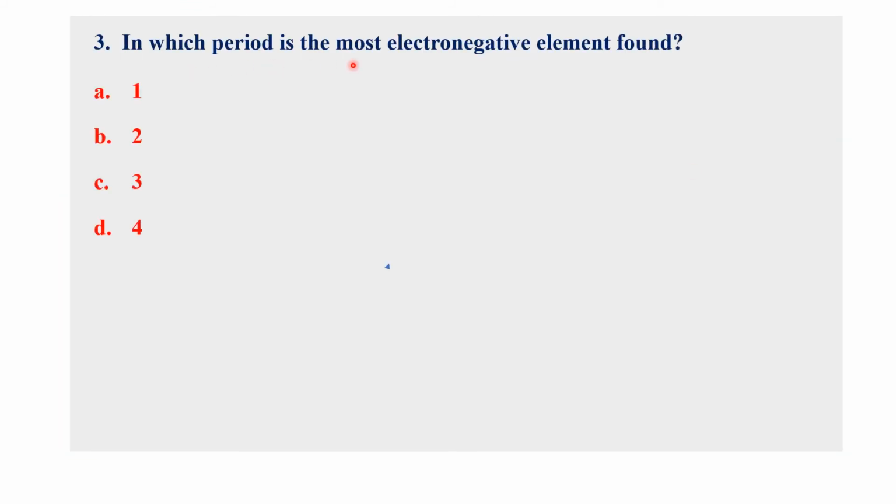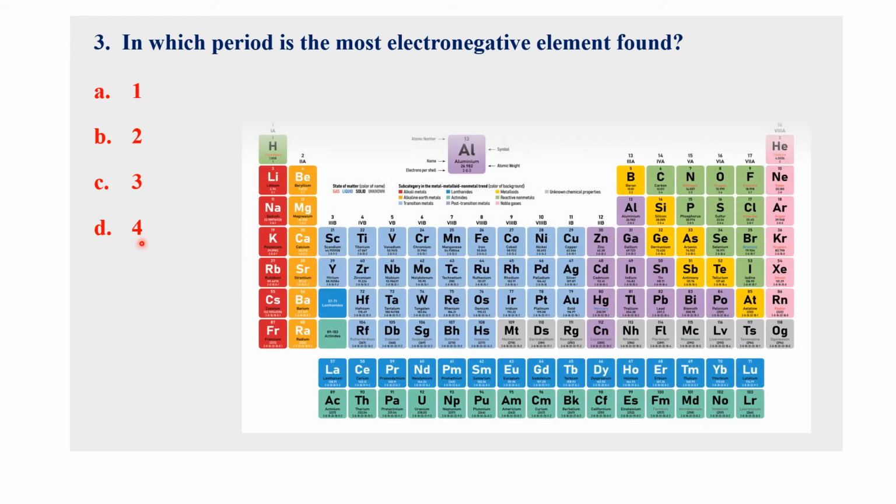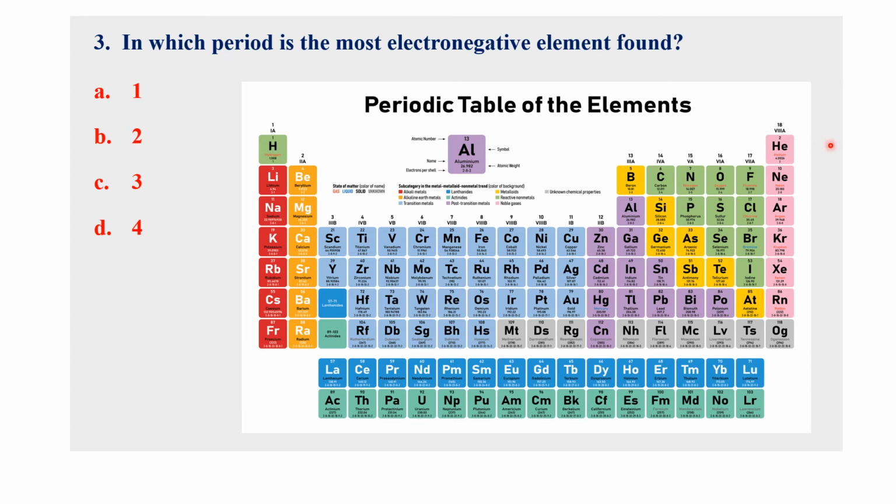In which period is the most electronegative element found? 1, 2, 3, 4. So we will just have a glance at the periodic table. The horizontal lines are known as periods and the vertical lines are known as groups. So the question is about period. So this is the first period in which hydrogen and helium are present.